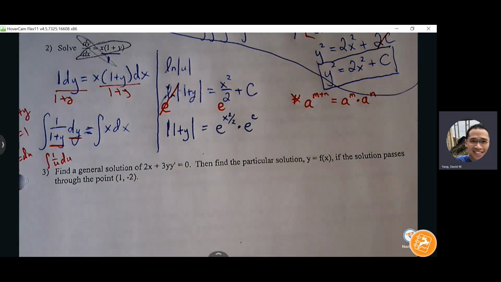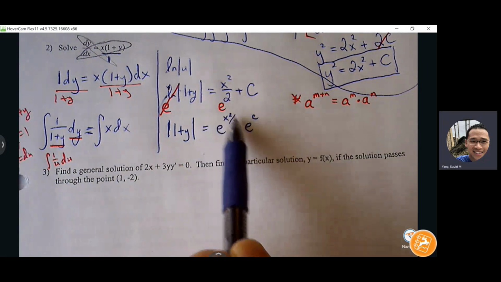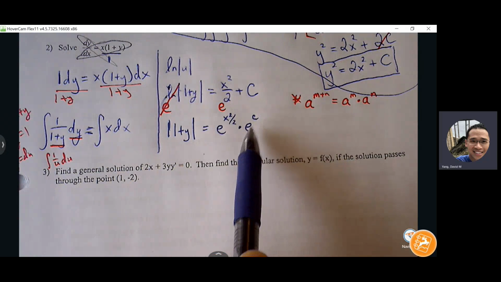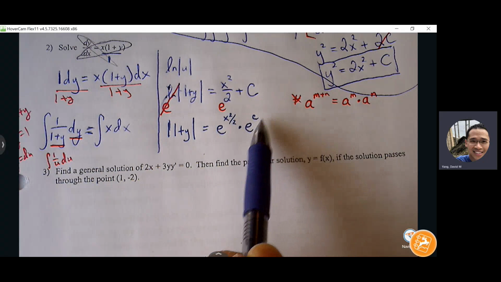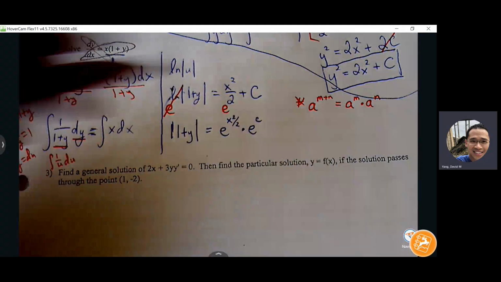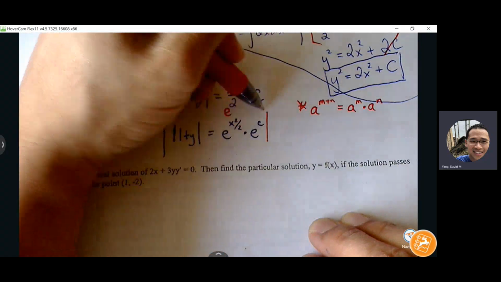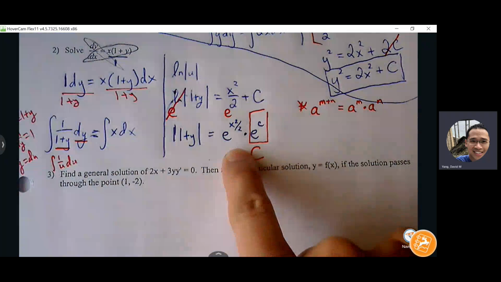Right, so here's the reason why we want to do that. e to the x squared over 2, that's an exponential expression. What's e to the c? It's still a constant, right? It's just because e raised to any number is still a number. So now I can represent this whole thing as a c, but now it's being multiplied with what's before it.